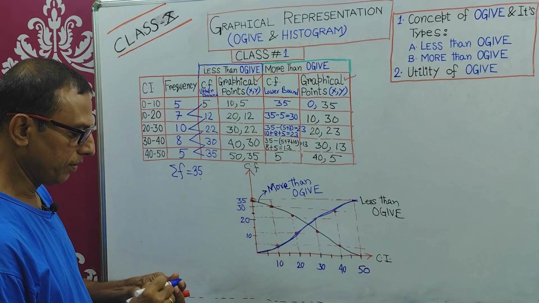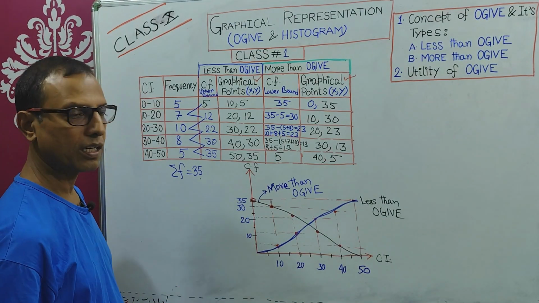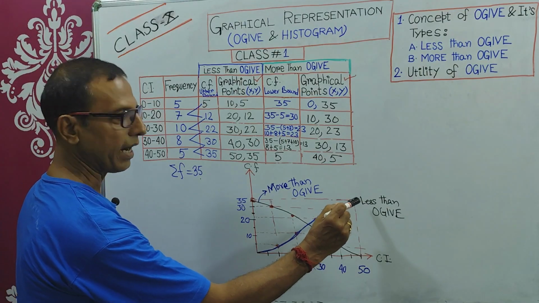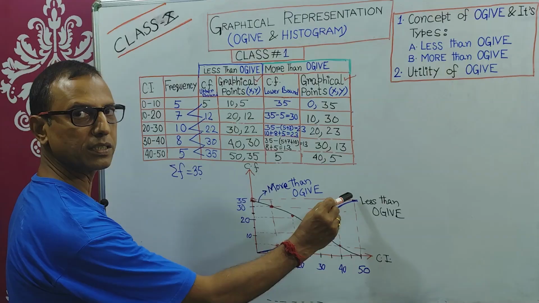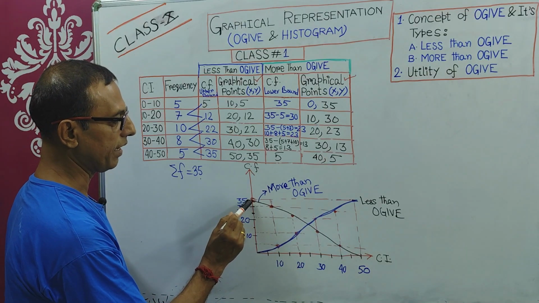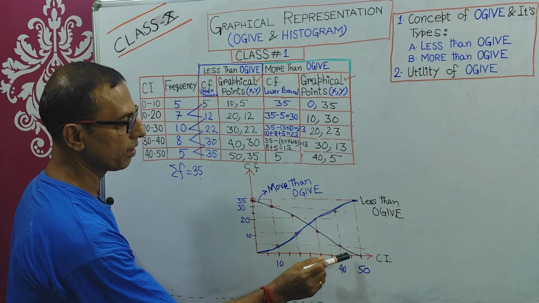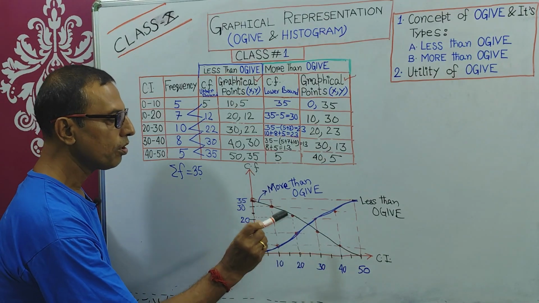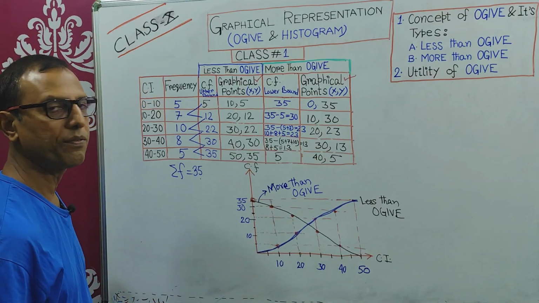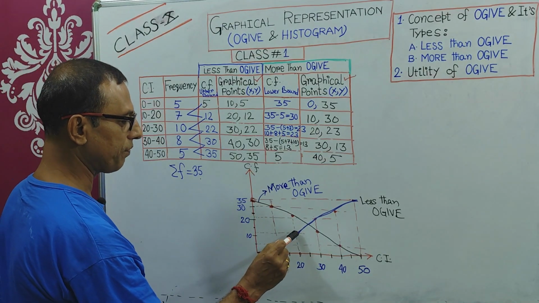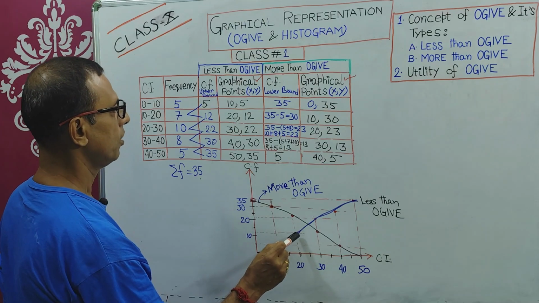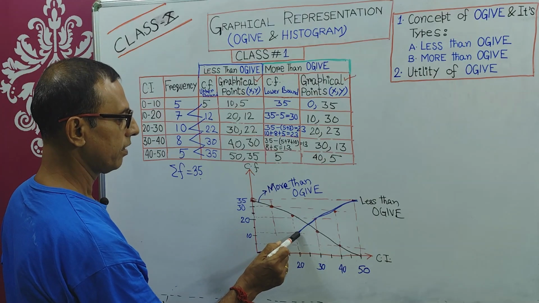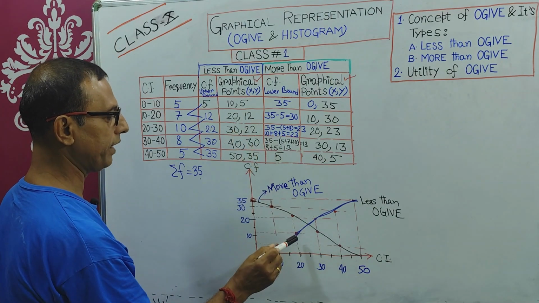So now you can distinguish fairly from this curve, from this graphical representation, that in the less than ogive, the cumulative frequency is gradually increasing, and for the more than ogive, the cumulative frequency is gradually decreasing from left to right. So now what does it mean at any given point? For the less than ogive, if I see this point, along the x-axis it is 20, and along the y-axis it is 12. So 20, 12.